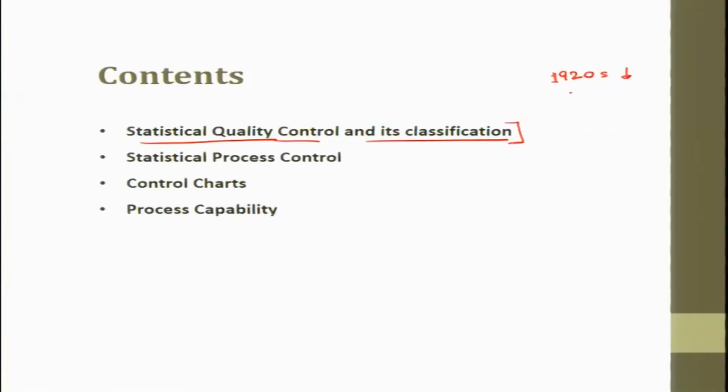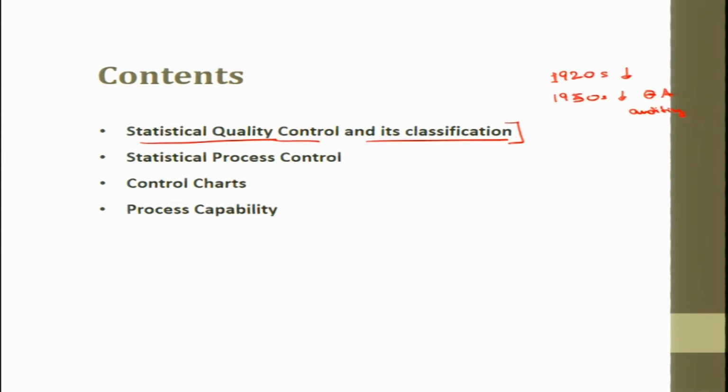So, in the 1920s it started. Then I can say the second milestone was in 1950. In the 1950s, after the Second World War, quality assurance came into play. Quality assurance was more known as auditing.